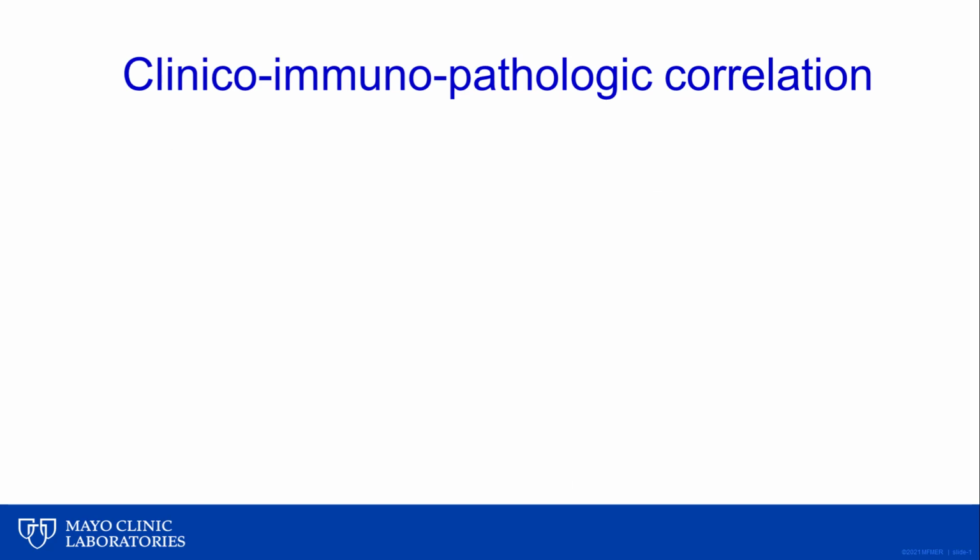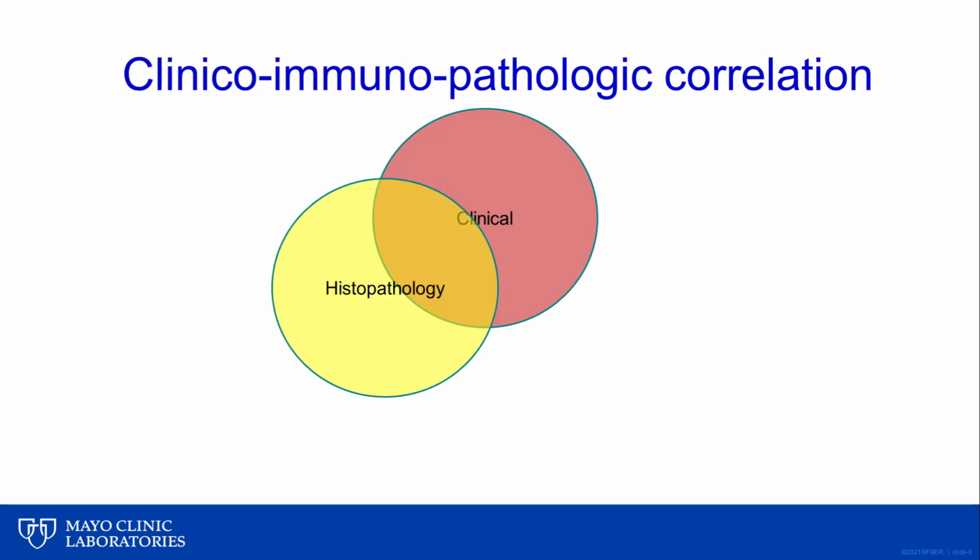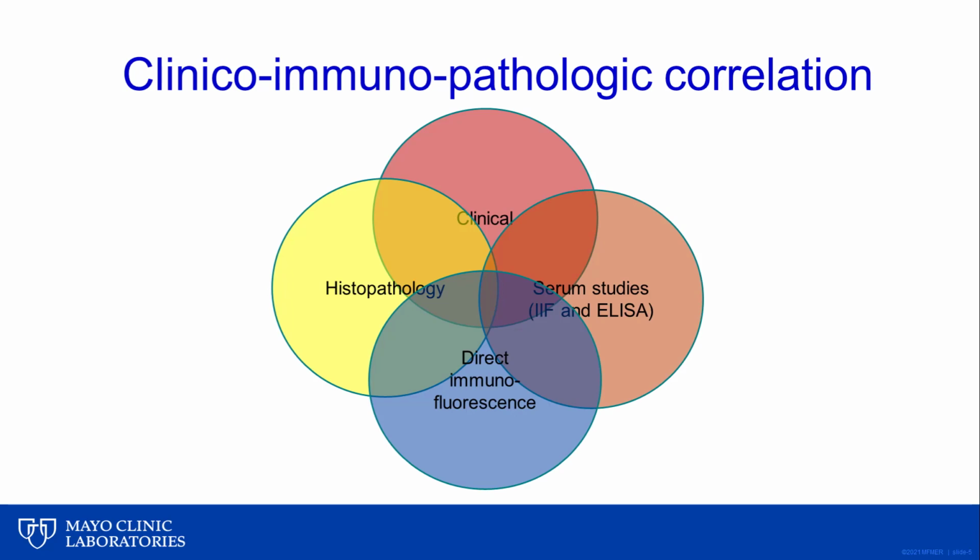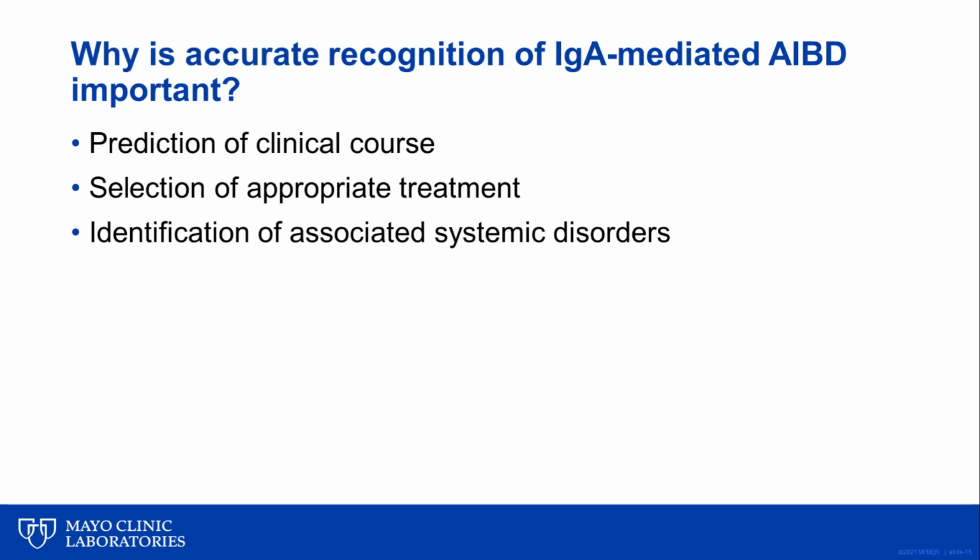Ultimately, as there is no single pathognomonic feature of IgA-mediated autoimmune bullous dermatoses, accurate diagnosis requires careful correlation of clinical information, histopathologic findings, direct immunofluorescence features, and results of serum studies. Our immunodermatologists would be happy to discuss cases with you if you are uncertain about a patient's diagnosis. In summary, accurate recognition of IgA-mediated autoimmune bullous dermatoses is important to aid in prediction of clinical course, selection of appropriate treatment, and identification of associated systemic disorders.